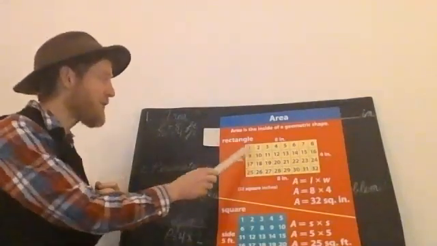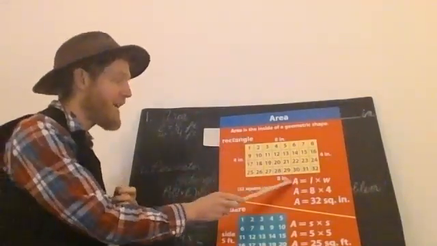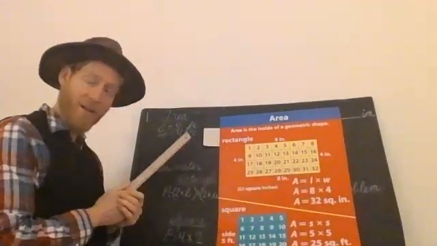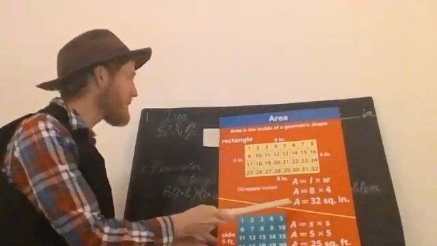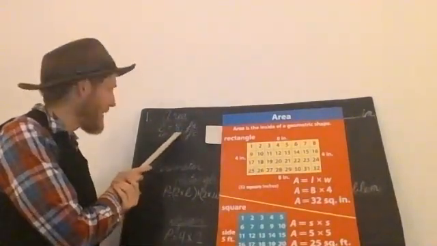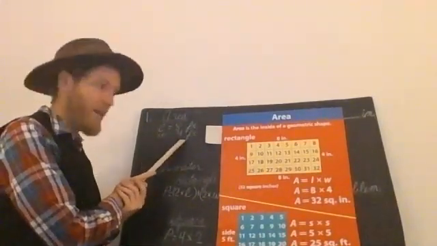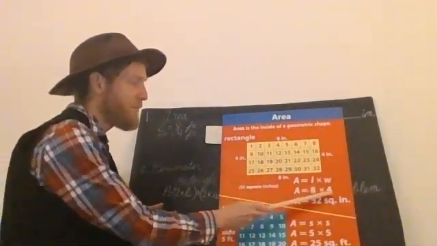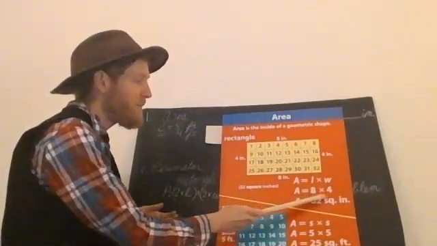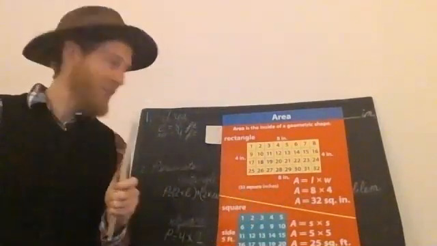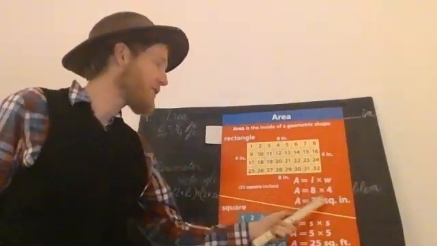Let's go over the formula for the rectangle. A equals length times width, right? Area equals length times width. So if your length was 8 feet and your width is 4 feet, look, we plug in 8 for length, 4 for width. 8 times 4 equals 32. And the answer is given in square units.